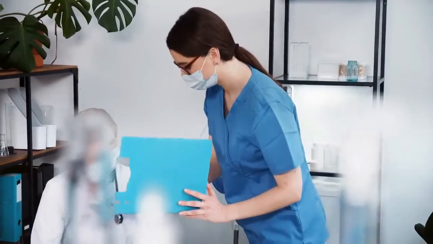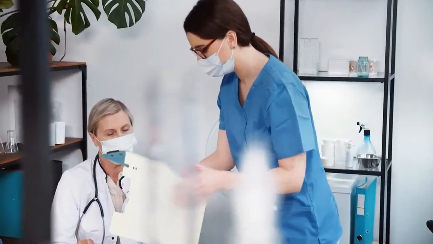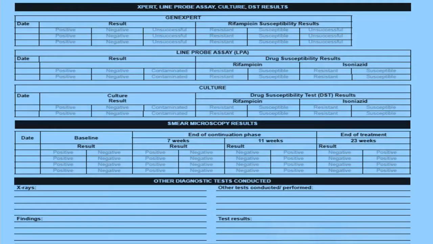Opening the folder brings you to the left side of the inside page. The top part of this page is where one captures tests done and test results. GeneXpert on the top part, line probe assay and culture, then the smears at the bottom. A part just below the smears results accommodates other tests that were done to diagnose TB.